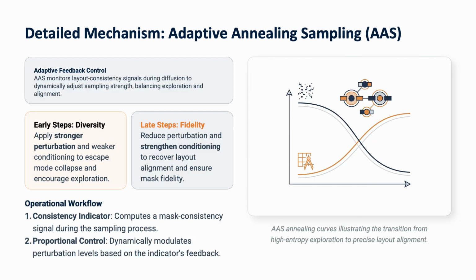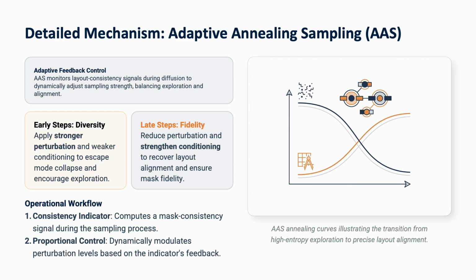The second component is the adaptive annealing sampling. The key issue with standard diffusion sampling is that the conditioning can be too rigid, so the model keeps producing very similar textures and appearances. So what we do instead is introduce a dynamic trade-off between exploration and alignment, as illustrated by the two curves on this slide.